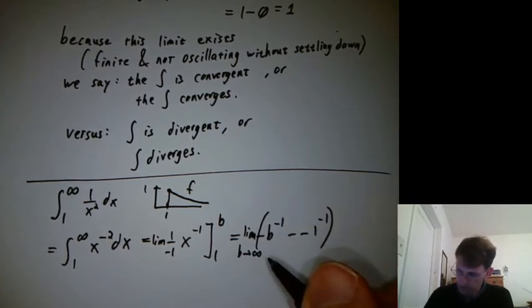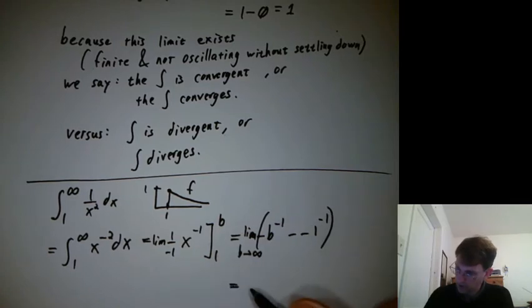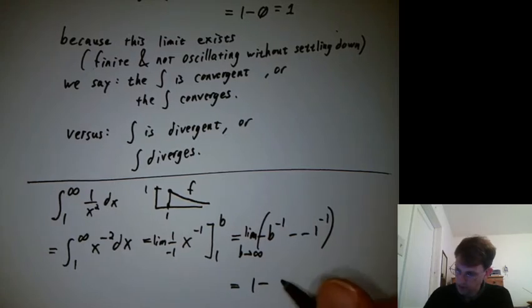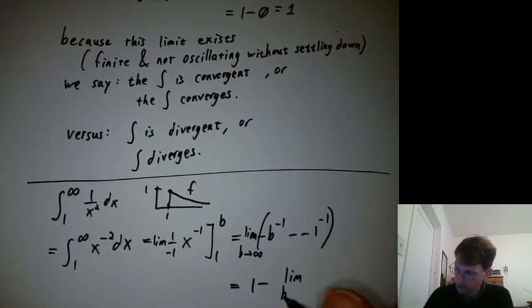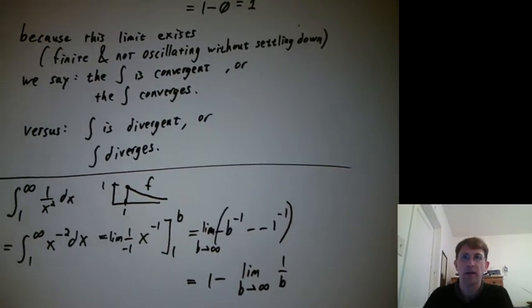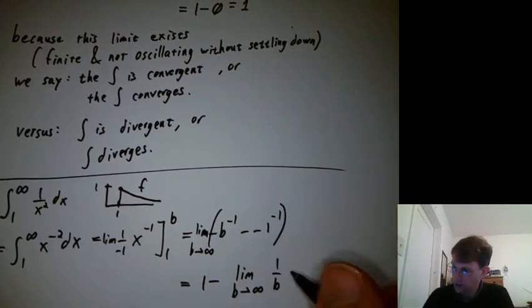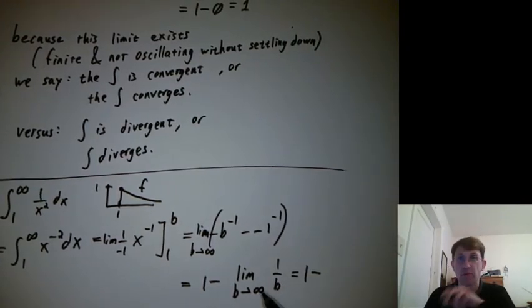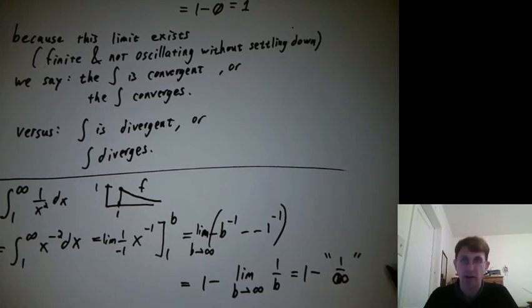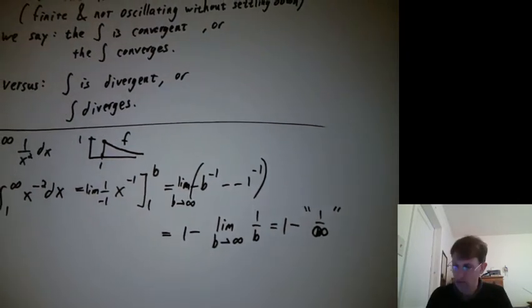As b goes to infinity. So what do we get? We can move all this negative stuff around, and we get 1 minus the limit of b going to infinity of 1 over b. And can we write that in any kind of simple way? Well, if you plug in the infinity for b, we could say 1 over infinity, like that. We aren't really supposed to write that, so we'll put quote marks around it to kind of scare ourselves from believing it too much.